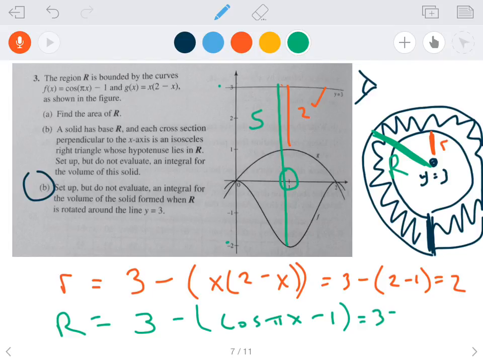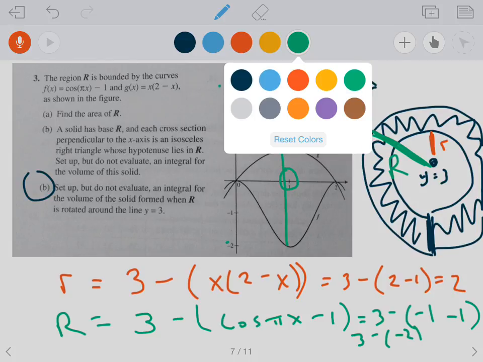And let's do it for big R. I'll get 3 minus the cosine of pi, which is -1, and then minus 1. So I have 3 minus -2, which is 3 plus 2, which is 5. Cool, it worked.